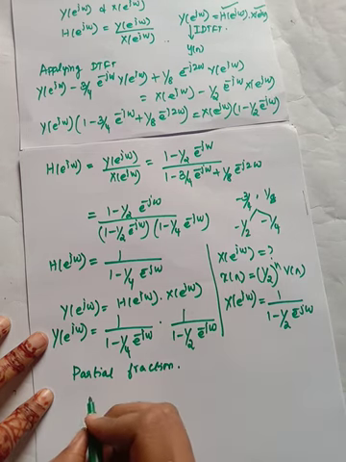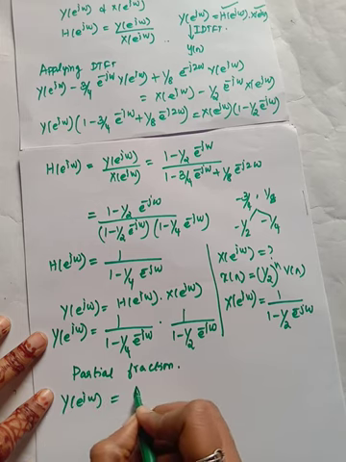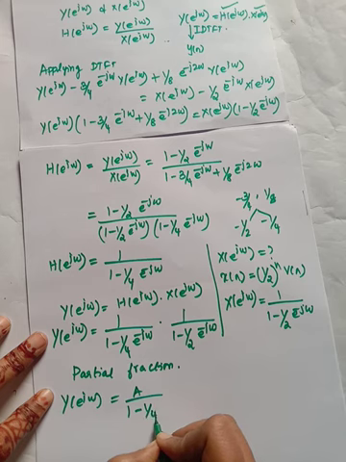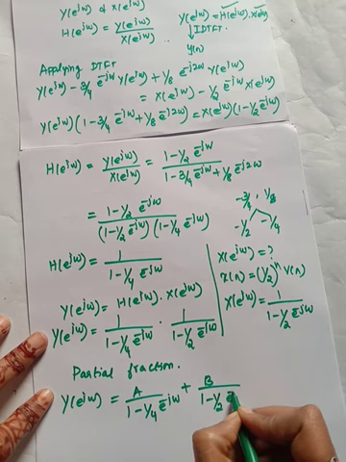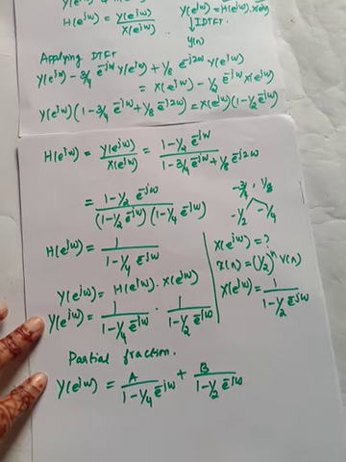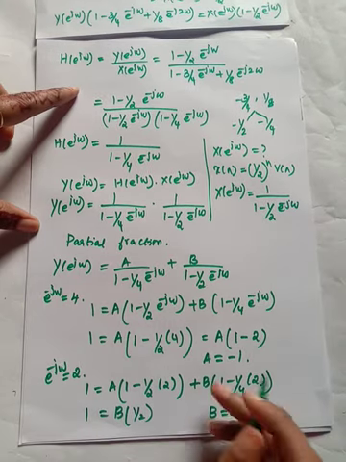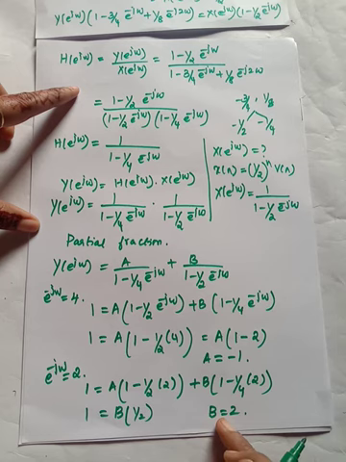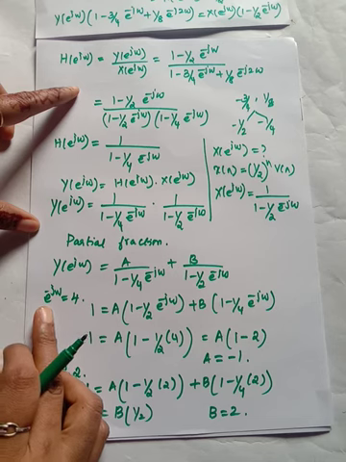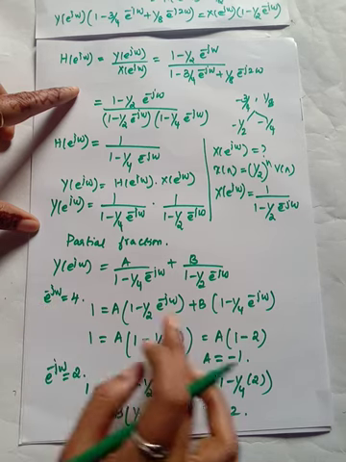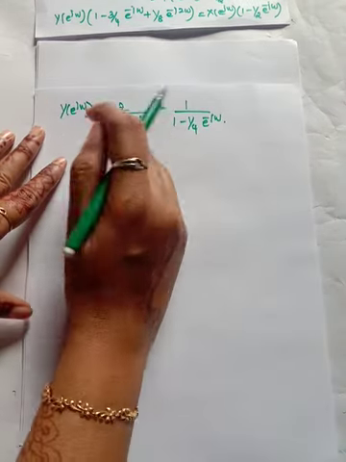So when I apply the partial fraction, Y of e power j omega can be written as A by 1 minus 1 by 4 e power minus j omega plus B by 1 minus 1 by 2 e power minus j omega. So you need to solve this using partial fractions. Solving this, you will get A equal to minus 1 and B equal to 2. Similar to before, where we substitute for a value of x, the same procedure here, instead of x I am going to substitute for e power minus j omega. So this is what I am getting now.